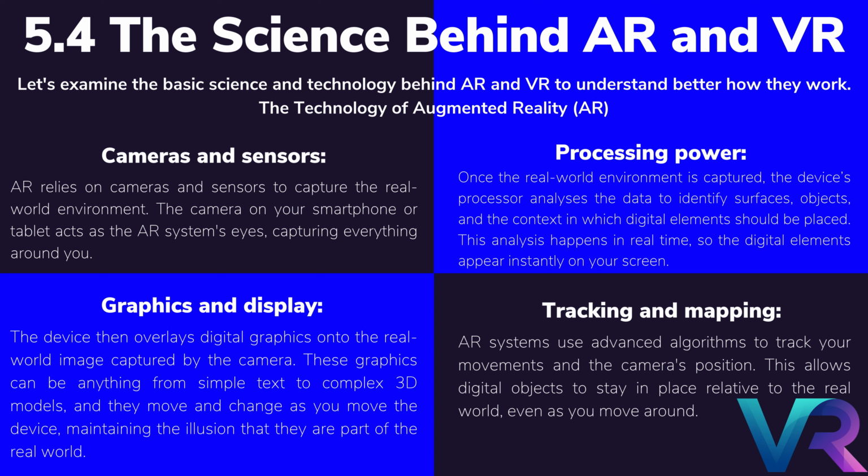Graphics and display. The device then overlays digital graphics onto the real-world image captured by the camera. These graphics can be anything from simple text to complex 3D models, and they move and change as you move the device, maintaining the illusion that they are part of the real world. Tracking and mapping. AR systems use advanced algorithms to track your movements and the camera's position. This allows digital objects to stay in place relative to the real world, even as you move around.